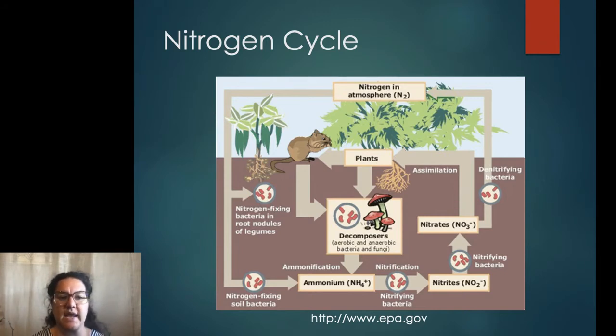Decomposers will also take dead plants and dead animals and turn it into ammonia, which then, with nitrifying bacteria, will turn it into nitrates, which are then usable by the plants again. And interestingly, lightning, when it strikes the ground, also adds nitrogen into the soil.